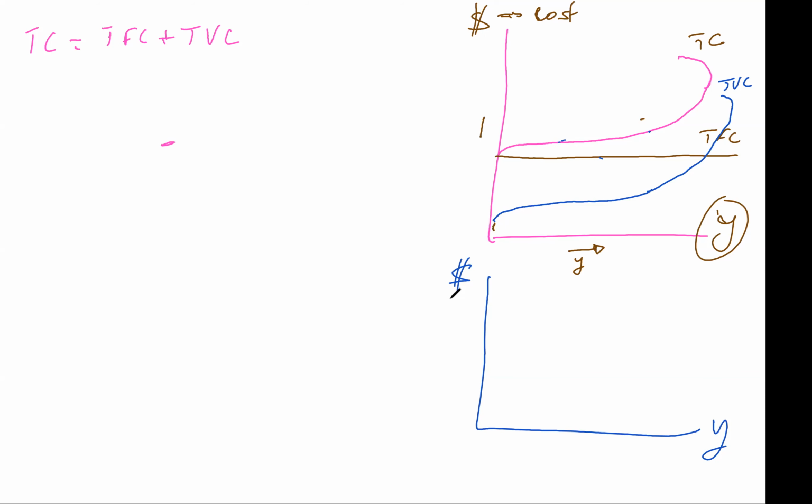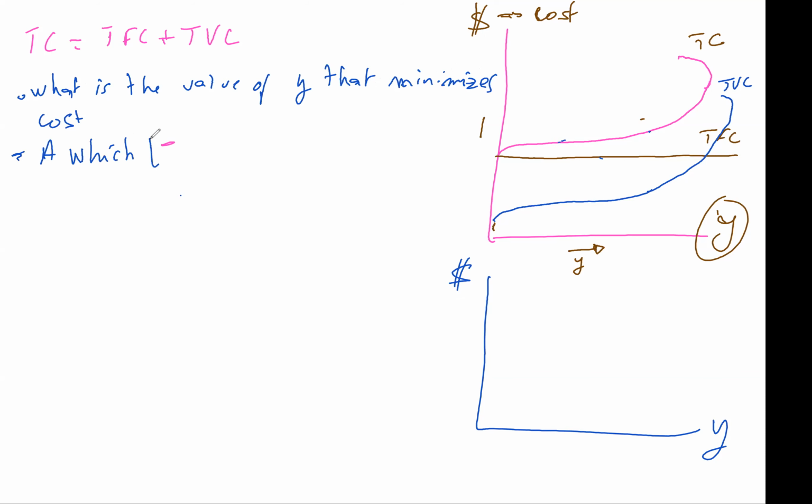So the question I will usually have is, what is the value of Y that minimizes cost, or at which level of Y my marginal cost is minimum. Let me try to find a cost example.